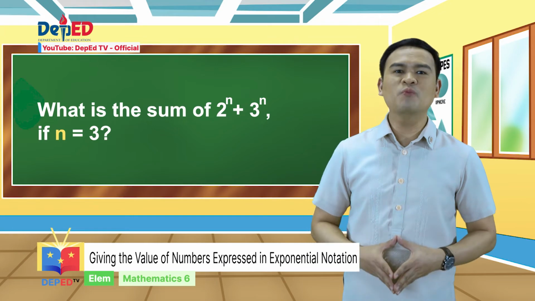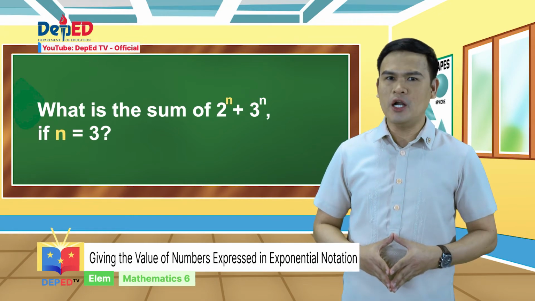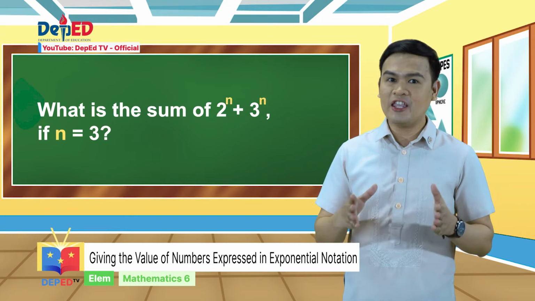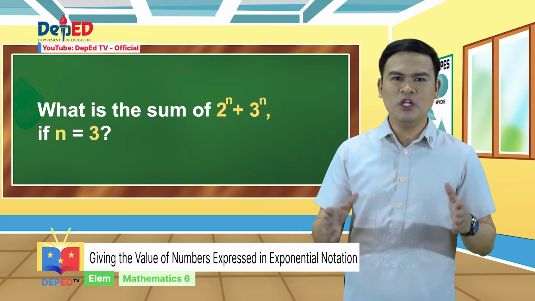What is the sum of 2 raised to the nth power plus 3 raised to the nth power if n is equal to 3?